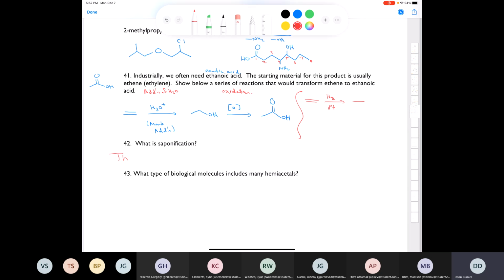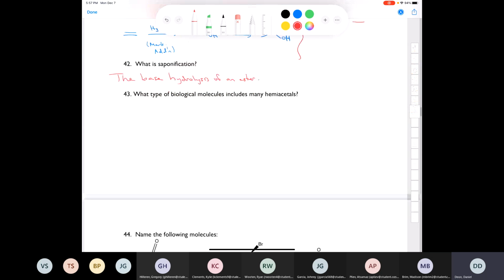Next is a question that everybody knows the answer to, so we'll just kind of go quick here. What is saponification? We'll put here the base hydrolysis, base catalyzed hydrolysis, of an ester. What type of biological molecules includes many hemiacetals? Hey, I'm going to ask my students, does anybody know? No, it's not a triglyceride. It's a carbohydrate.